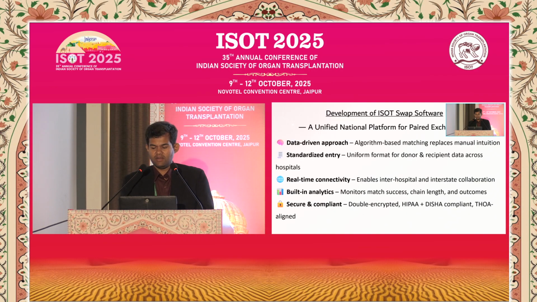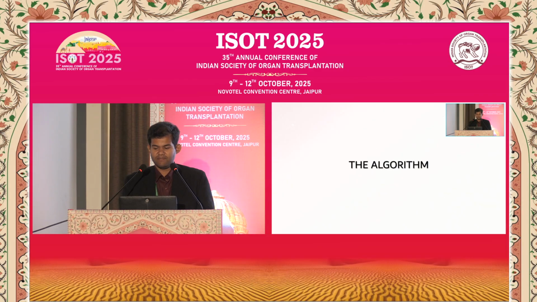ISOT Swap software was developed as a national platform with an initiative by ISOT to unify kidney and liver swap programs across India. It's a cloud-based, secure web system that links transplant hospitals through a common hub. The platform automates virtual matching in real time, applying filters like DSA MFI less than 1500 and ABO incompatibility. Based on basic matching, it integrates epitope and CAG analysis for advanced immunological evaluation. All the data are double encrypted and fully compliant with HIPAA, DISHA, and THOA forms, ensuring security and ethical transparency.